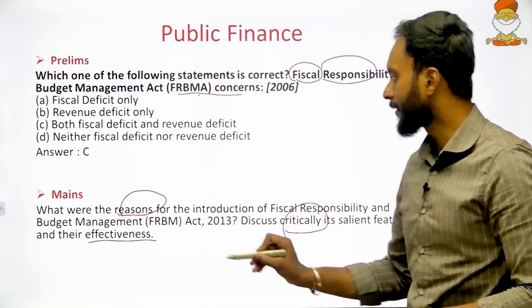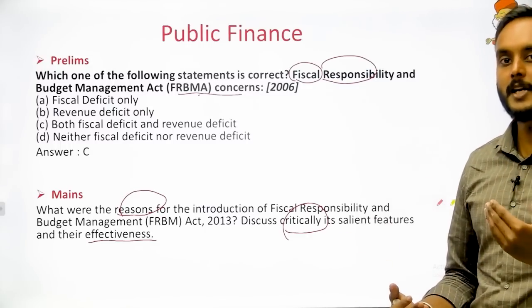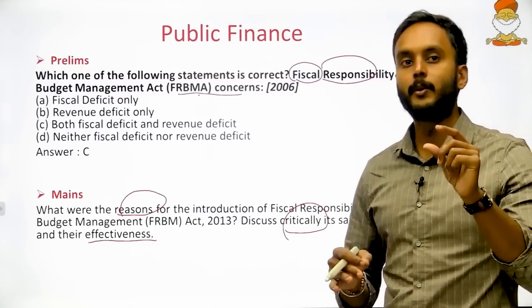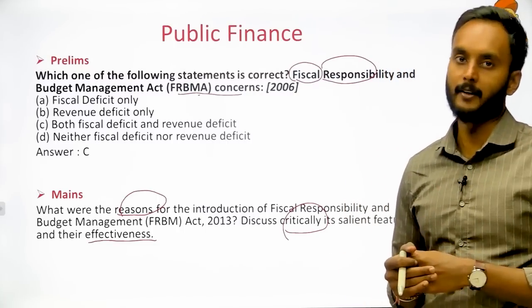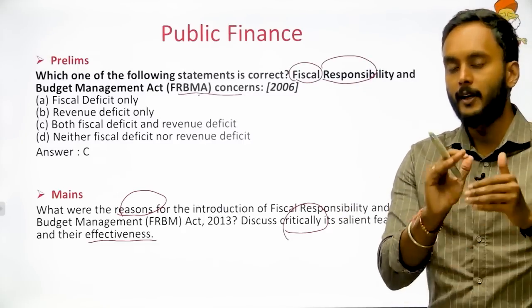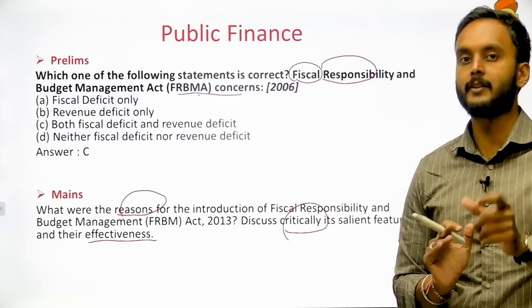So, they are saying that whenever something has been introduced, you should know the reasons behind its introduction, you should also know its features, and you need to be able to critically analyze those features. So, students, these are models that you need to pick up. Whenever you are reading current affairs, you should think what could be asked as a UPSC question.